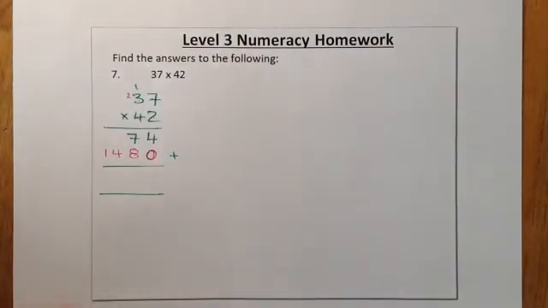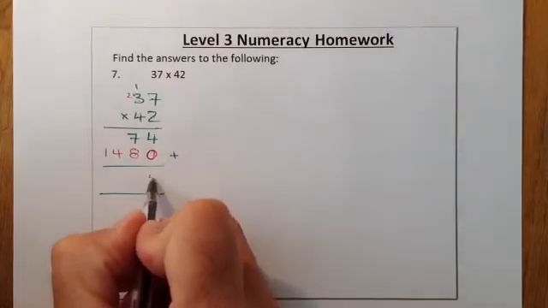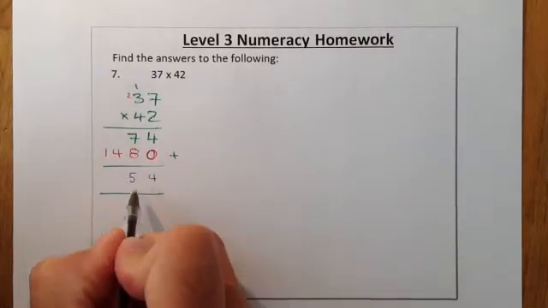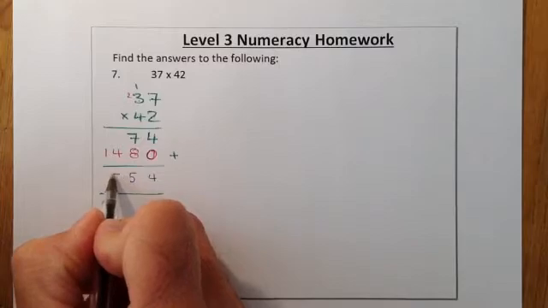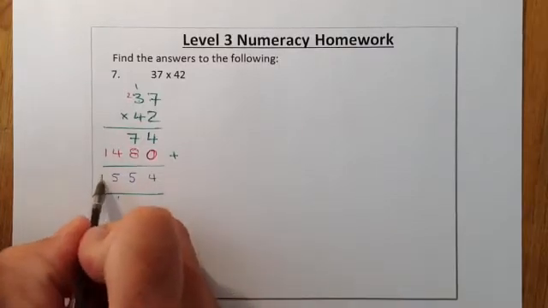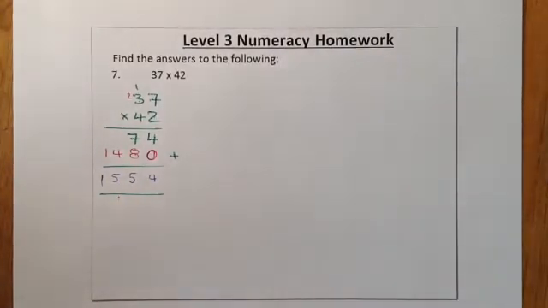Then finally, all I'm going to do is add them together. So that gives me 4. That'll give me 15 when I add these 2. That'll give me 5 when I use that carrying 1. And that gives me a 1. So 1554 is my answer there.